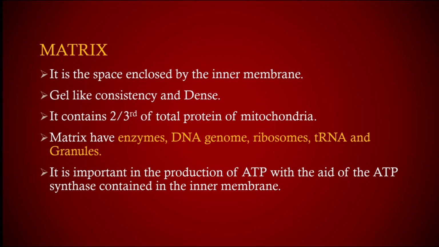And finally, matrix. It is the space enclosed by the inner membrane. Gel-like consistency and dense. It contains 2/3 of the total protein of mitochondria. Matrix has enzymes, DNA genome, ribosomes, tRNA and granules. It is important in the production of ATP with the aid of the ATP synthase contained in the inner membrane.